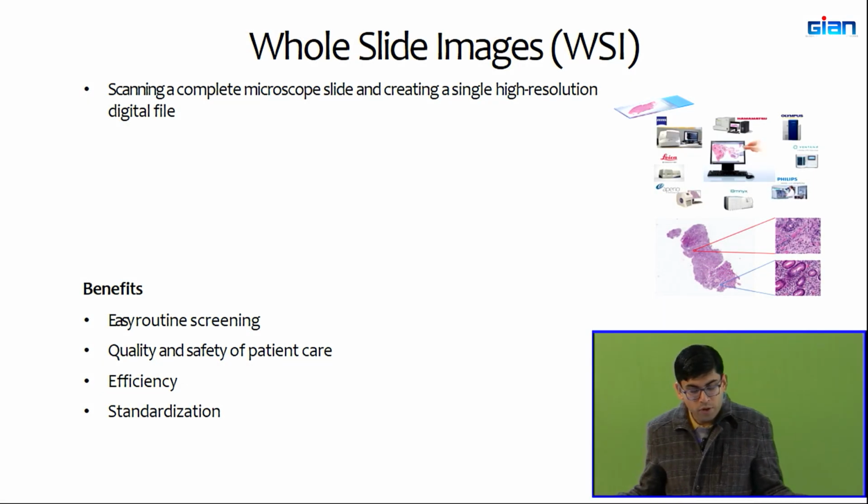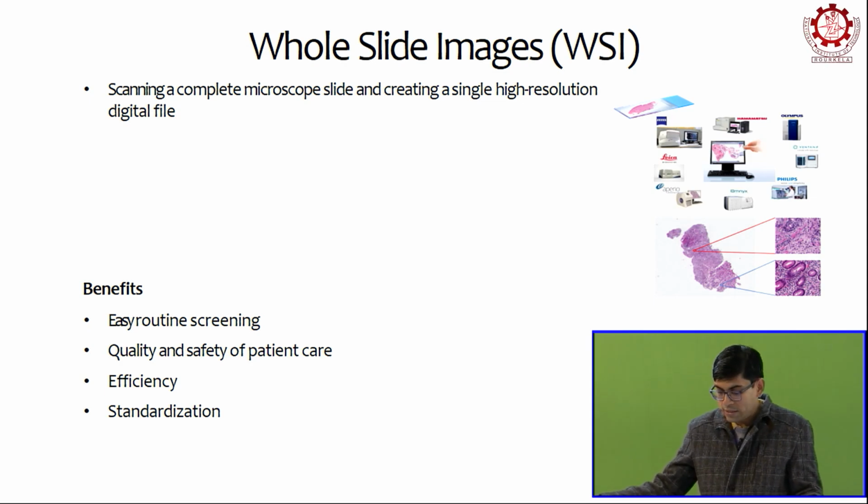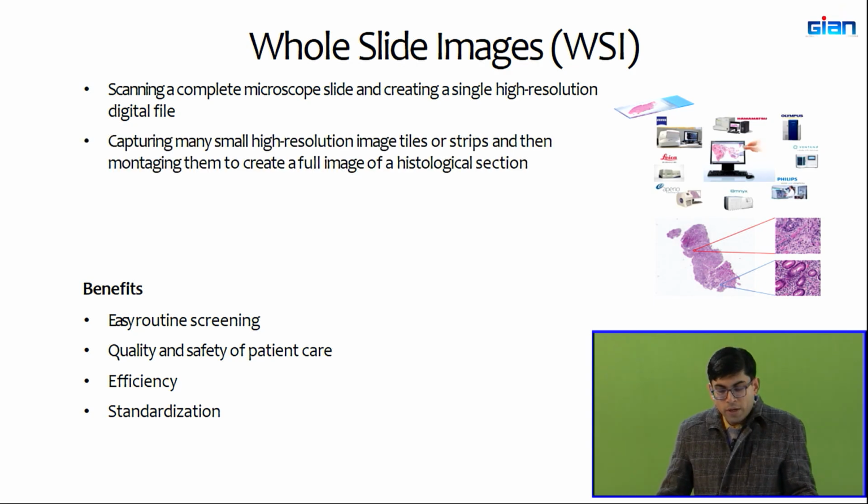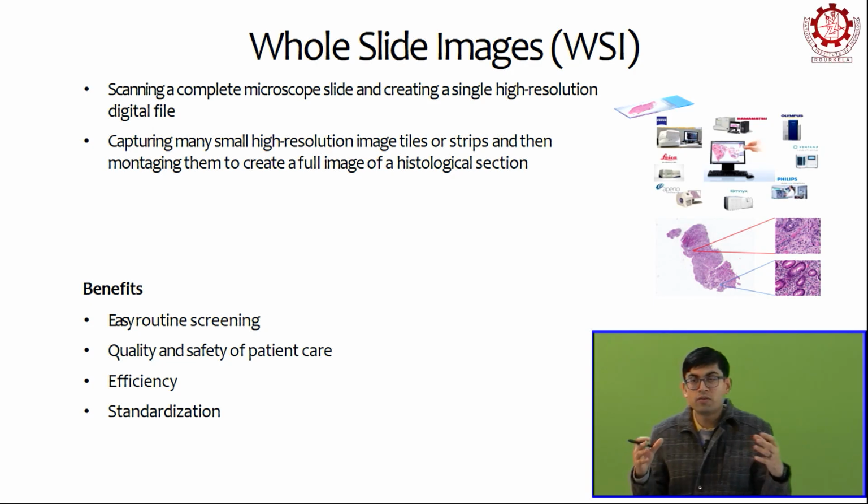So you have a scanner, a whole slide scanner. You scan a complete microscope slide and create a single high resolution digital slide. And we'll see in a few minutes what this high resolution means. So you can capture many high resolution image tiles or strips, and then you can montage them to create a full image of a histological section.